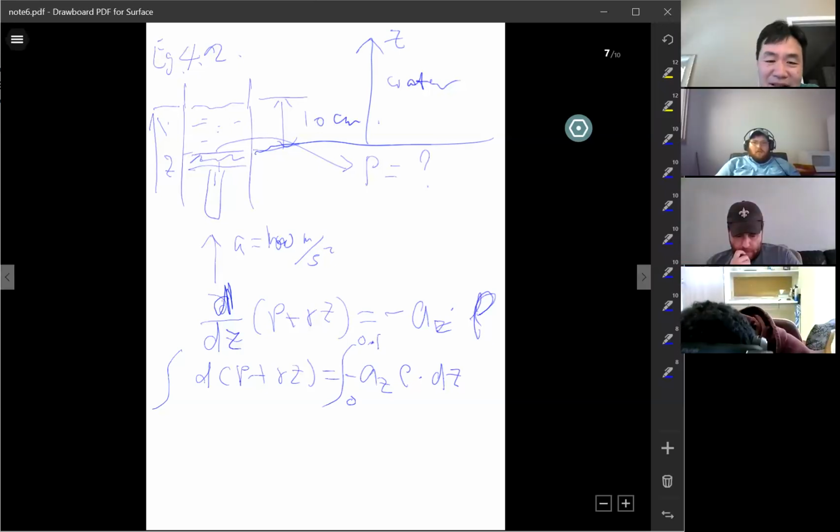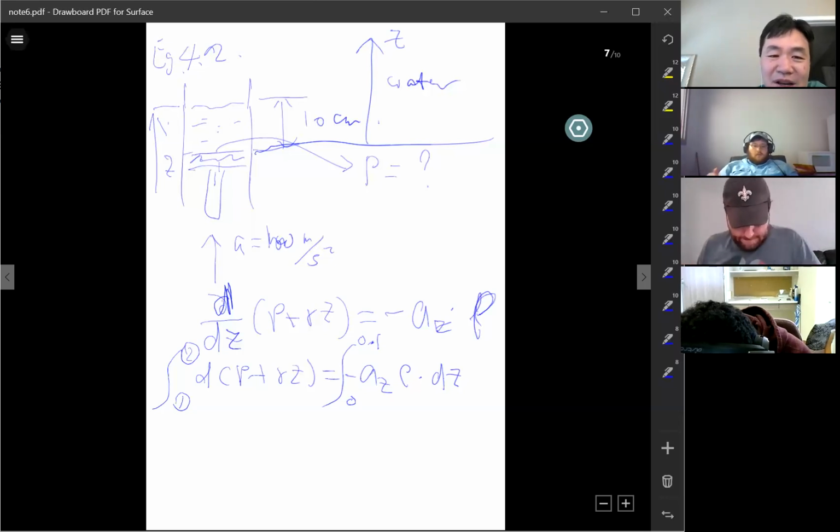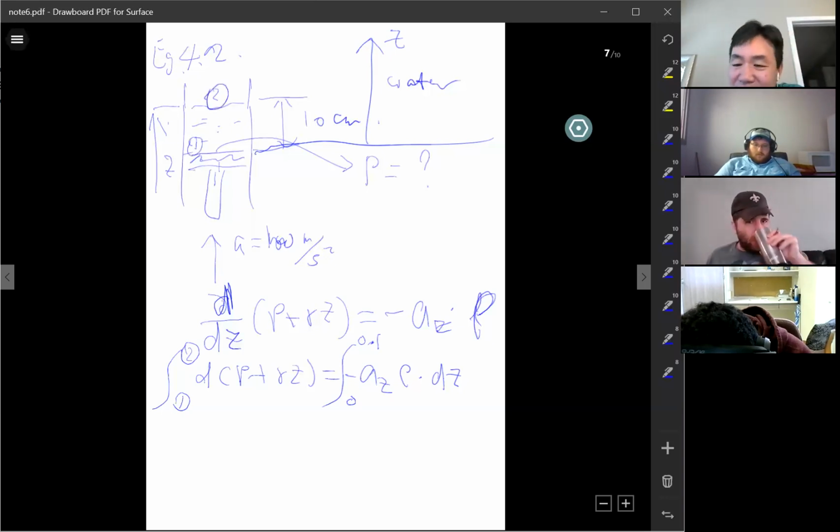So how about the left-hand side? So it's p plus gamma z. See, it's hard to say. So let's say from location 1 to location 2. You know you're doing the Euler equation for that water column. So for the Euler equation, you have to specify the two points, just like hydrostatics. Two ending points. In the right-hand side, the limits are z1 and z2. Z1 is 0, z2 is 0.1, right? So in the left-hand side, I'm not sure what to write down here. Let's put 1 and 2.